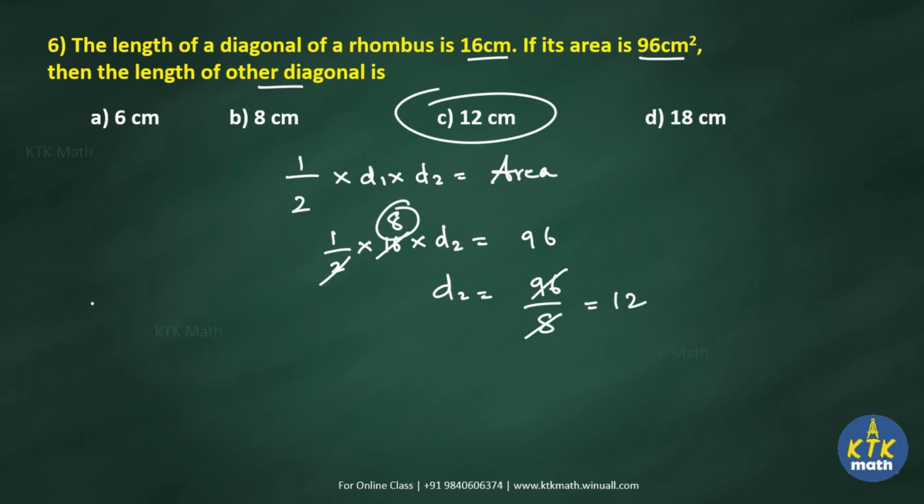Sometimes the area will be given, the perimeter will be given, the length will be asked, the diagonal will be asked, the base will be asked. Whatever they give, everything is completely based only on the formula. So you must know the formula for each and every shape's area as well as perimeter. Now let us move to question number 7.